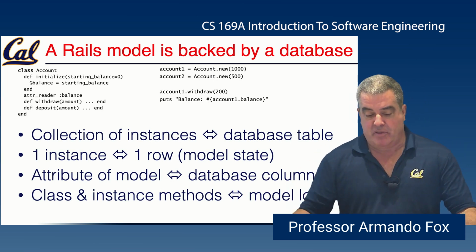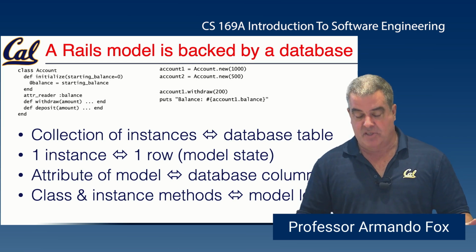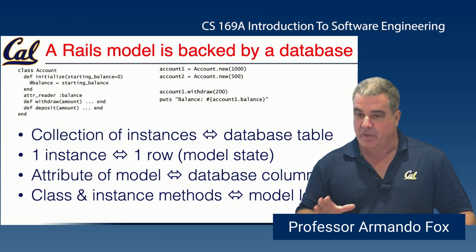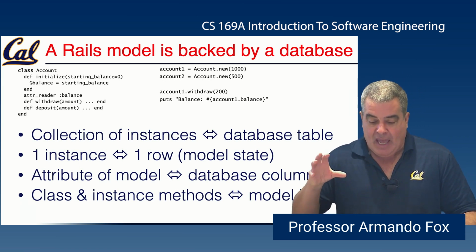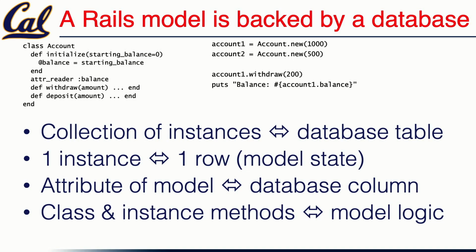So now if we map this into the database world, let's say that a collection of instances of the same class is a database table. And again, don't worry if you haven't had much SQL. You need about 5 lines of SQL to understand the basic concept here. An instance of the class is going to be one row of that table. The columns of that table are going to correspond to the attributes, so in some sense, like the instance variables of the model. And the model logic, the things that you can do to that resource, are going to be class and instance methods that are defined in the model's class.